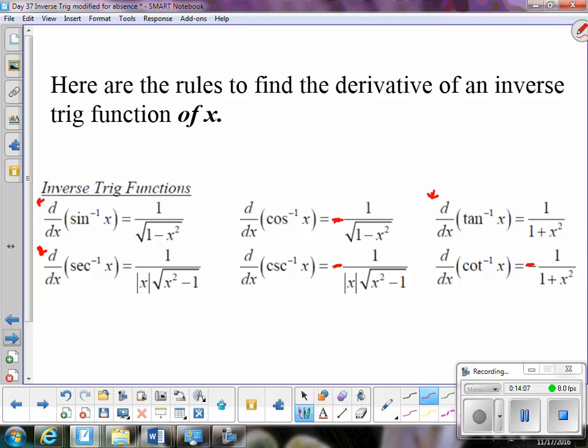I know it's still a little bit scary. The most popular ones are the inverse sine and inverse tan. If you notice, all the denominators have an x squared and a 1 in them, so you just got to be clear which is which.